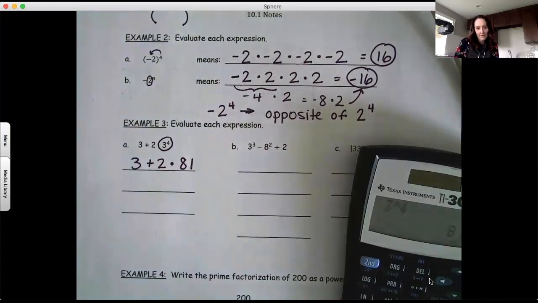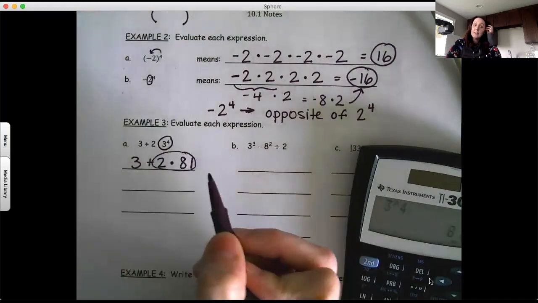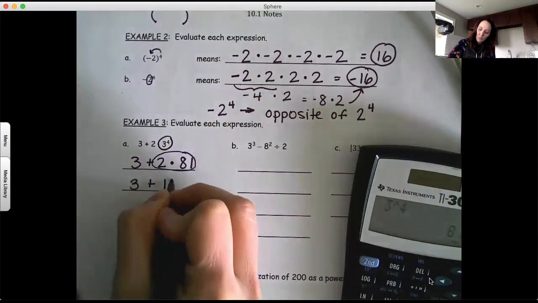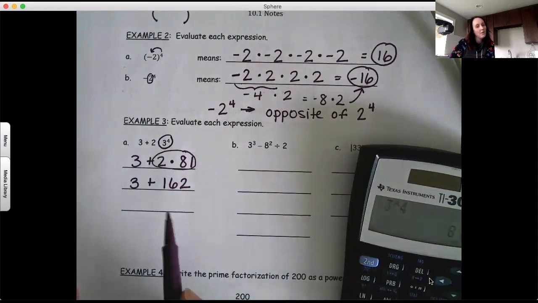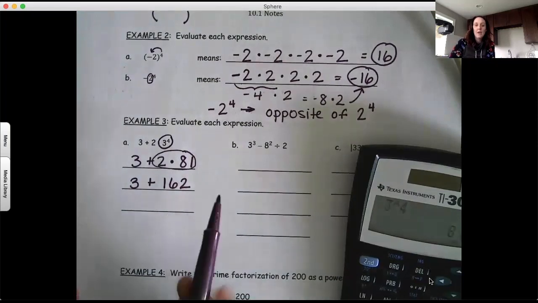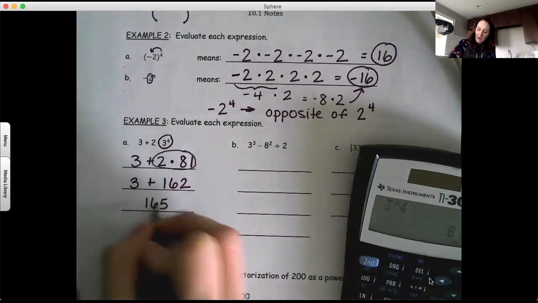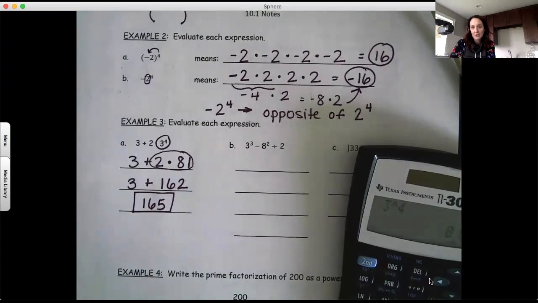Now, in our order of operations, what do you need to do next? Correct, you need to multiply. So in this next step, I'm going to multiply 2 times 81. And when you do that, 2 times 81 is 162. Now finally, the only thing you're left with here is addition. So when you add 3 plus 162, you get 165, and that is your answer. Trust me on this, you will be more accurate if you go step by step as I just showed you.